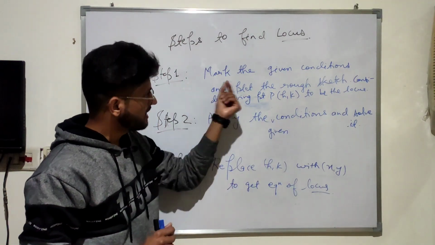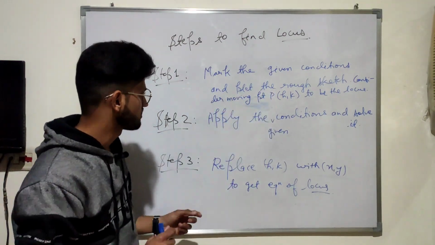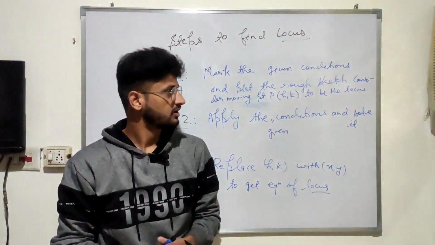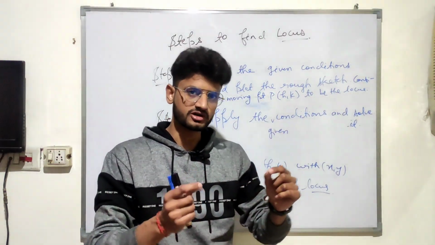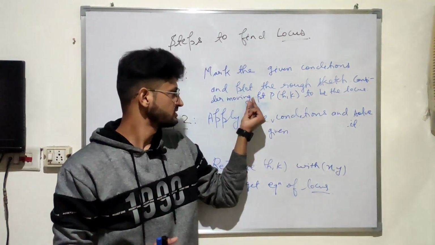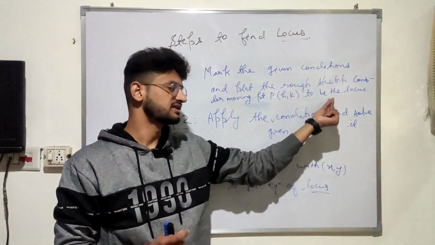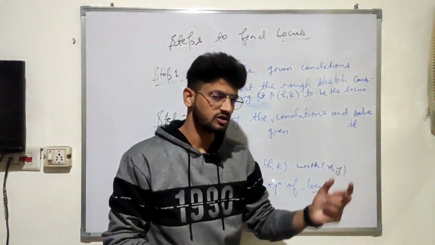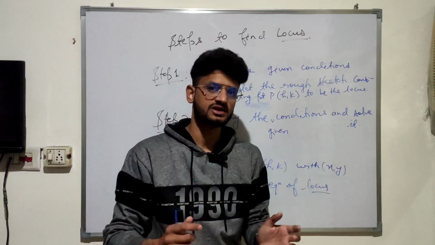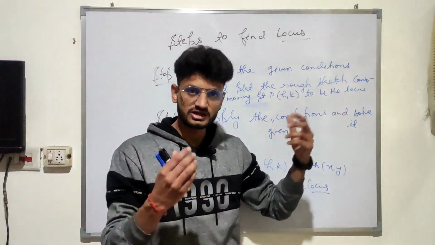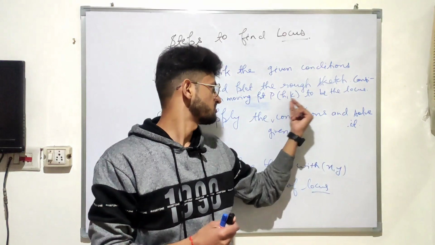Step number 1 is to mark the given conditions and plot the rough sketch. Consider moving point P as h comma k to be the locus. So we will plot a rough sketch of the conditions given to us, and we will mark the point P as the moving point, which is going to give our final equation for the locus. Next, we will apply the given conditions and solve it. Whatever conditions are given to us, we will apply them and solve to get the final equation in terms of h comma k.